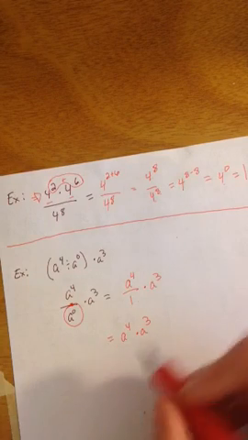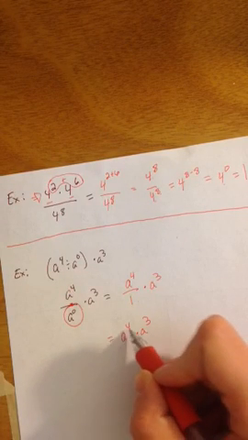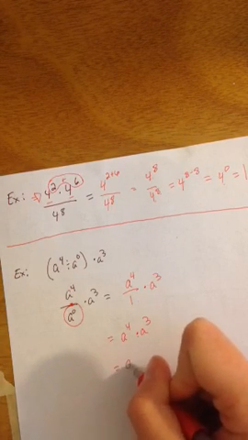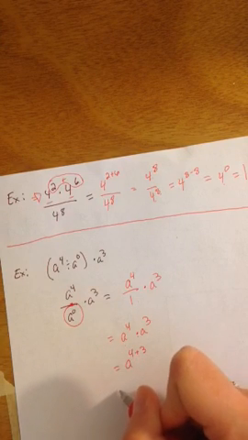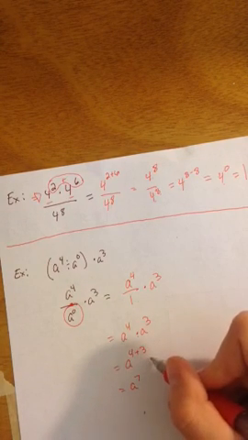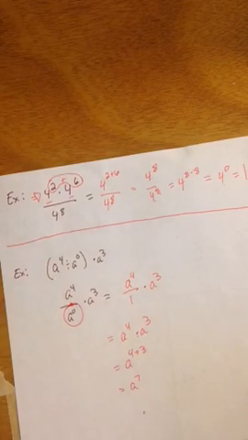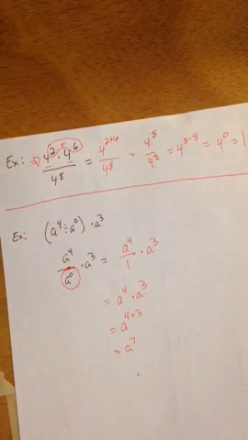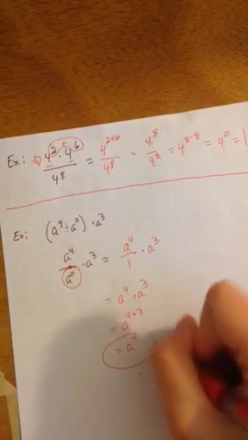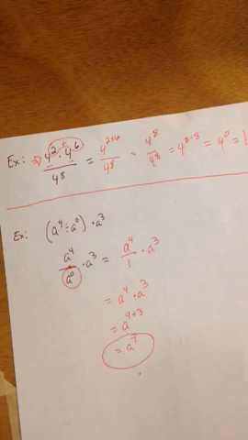Now I have the same bases being multiplied, so I add my exponents. So 4 plus 3, which would give me a to the 7th. Again, if you're not writing the step, if you can jump from here to here, that is absolutely fine. And this will be our final answer here. Since I don't know what a is, I can't get a final number answer.